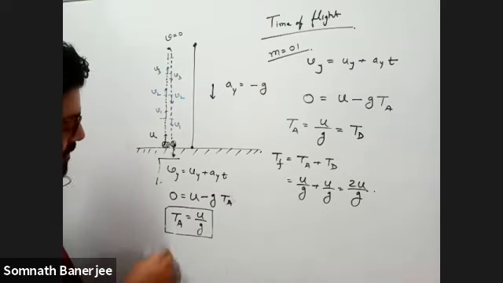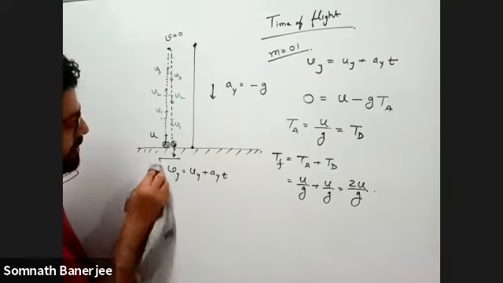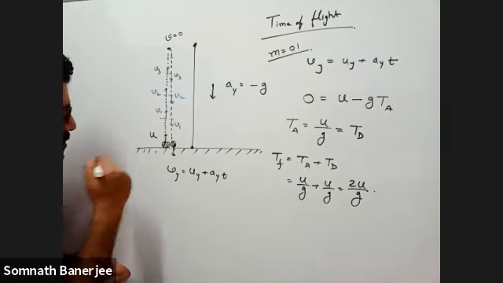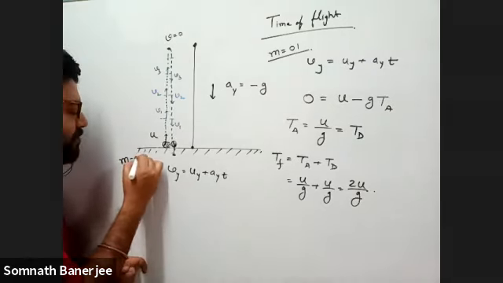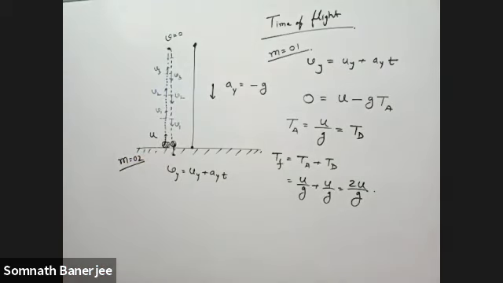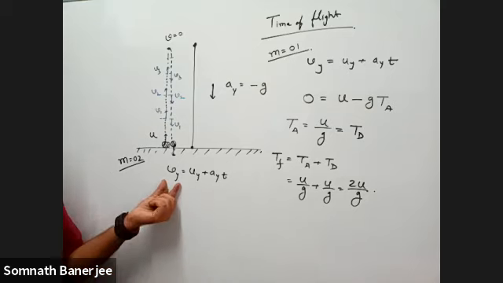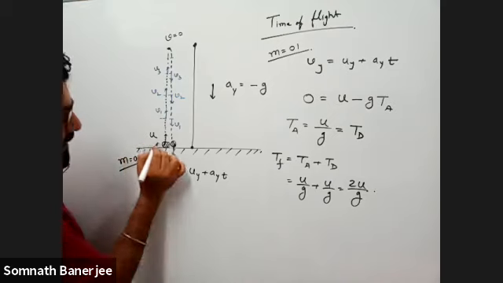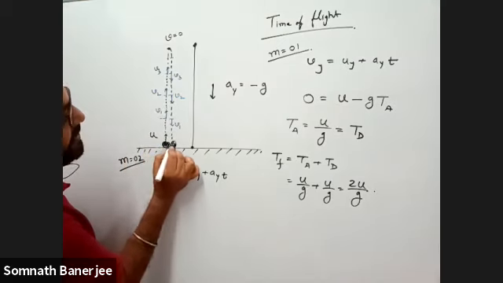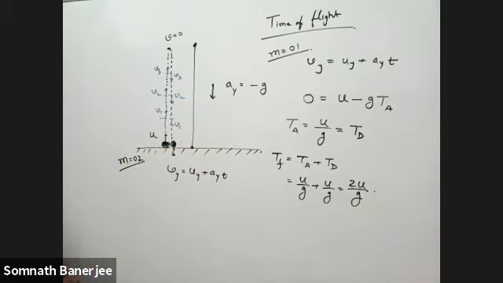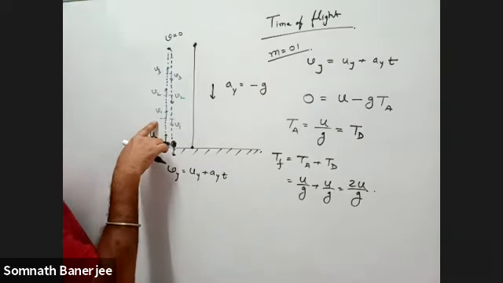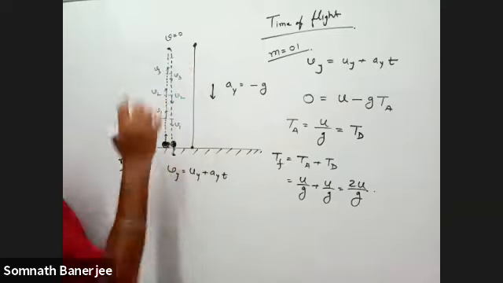The second process, see, method 2. You can use any process to find out time of flight. The second process is that v_y equals u_y plus a_y t. So if this is your initial velocity and this one is your final velocity before hitting the ground, what I'm saying is, at the same height the velocities are the same magnitude.